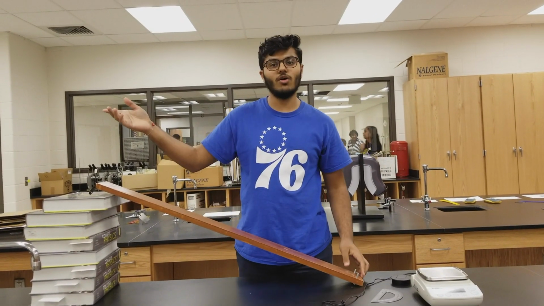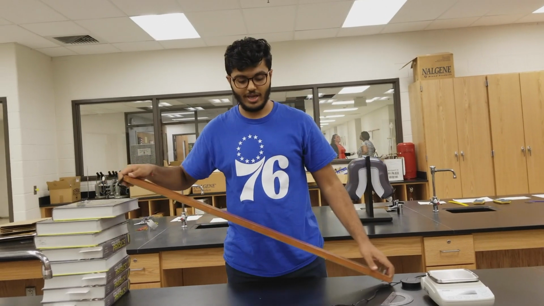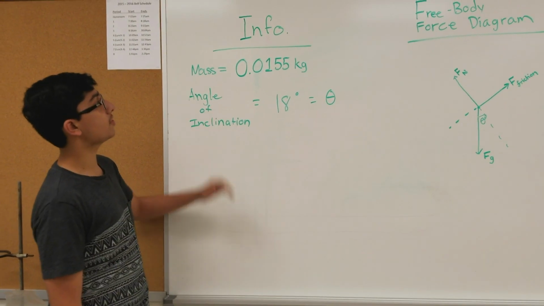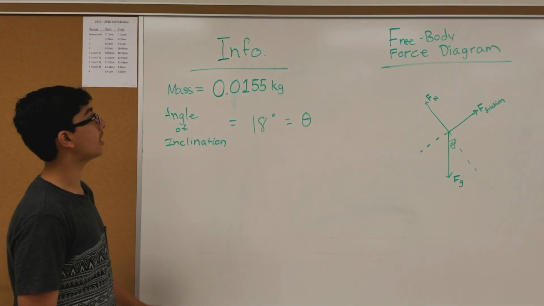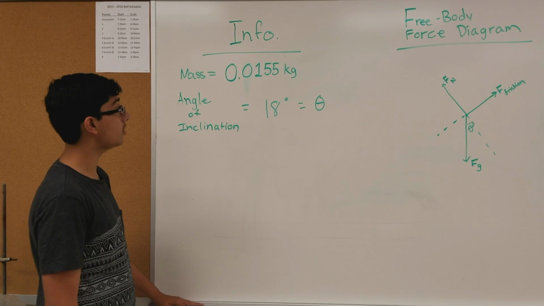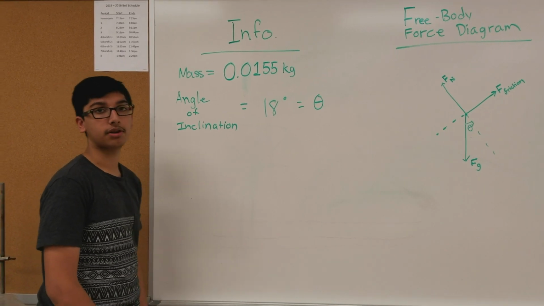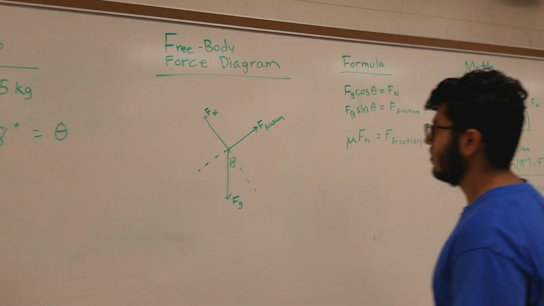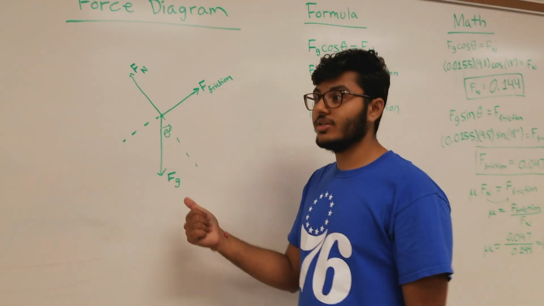Next, we're going to move on to the math and the calculations portion to help you find the force of friction. So for the information, for the mass of the object, we got 0.0115 kilograms. And the angle of inclination, we got 18 degrees.